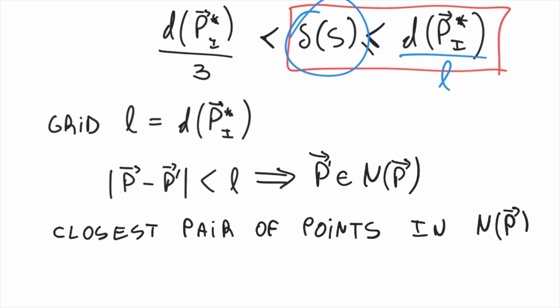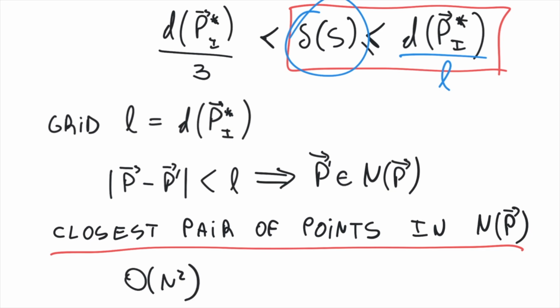Then we can just check all neighborhoods, all pairs in each neighborhood, and we directly compute the closest pair of points. The only question is how many checks this is. You would think that this is O(n) squared, so you can have up to n points in the neighborhood, so then checking all pairs is O(n) squared and we've gained nothing. But no, this is actually not true.